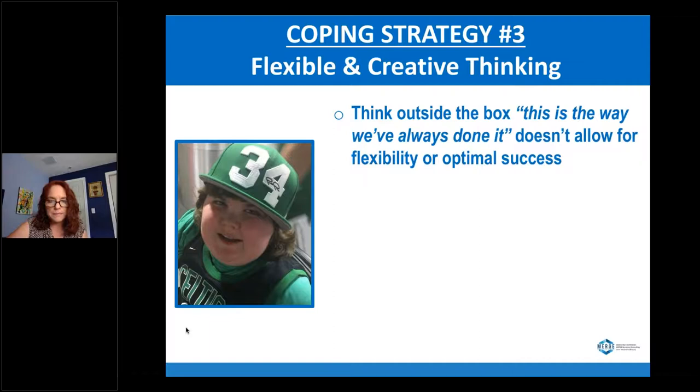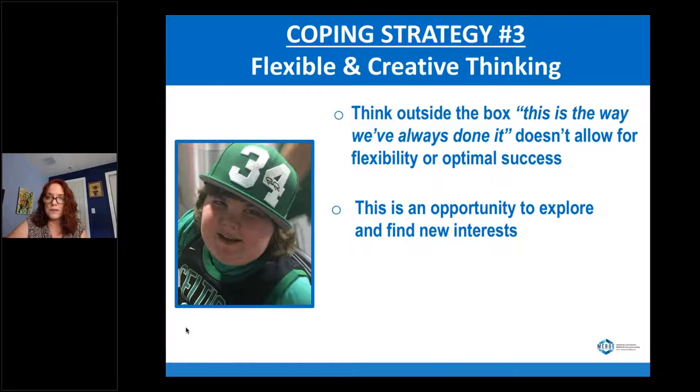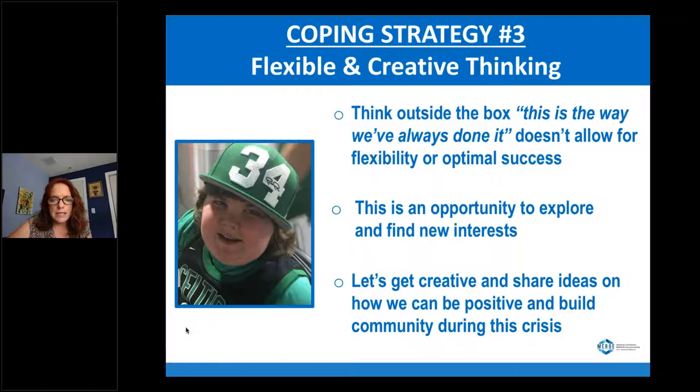This is also an opportunity to explore and find new interests, right? This could perhaps be someone who always loved visiting movies, let's say, for instance, and we've got a lot of time on our hands. Maybe this is the time to explore other interests or look at another genre of movies or look at other areas other than watching movies and start gardening or whatnot. So it's a great time to start really pushing that envelope and finding out what somebody else might be interested in. Let's get creative and share ideas on how we can be positive and build community during a crisis.